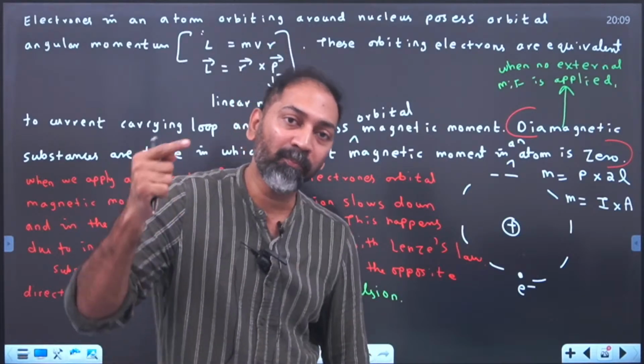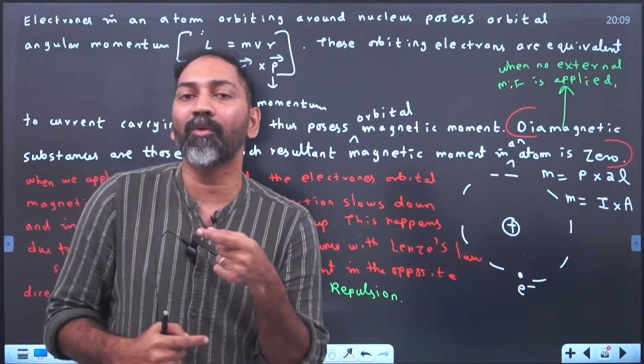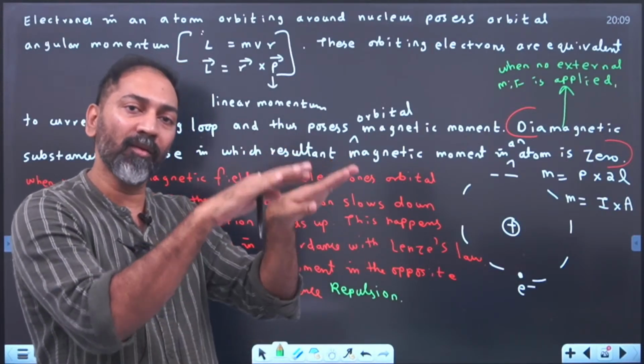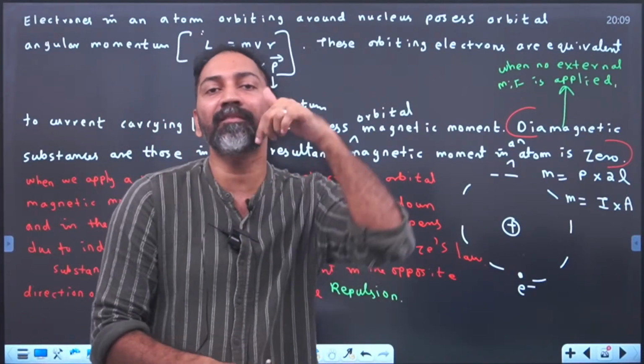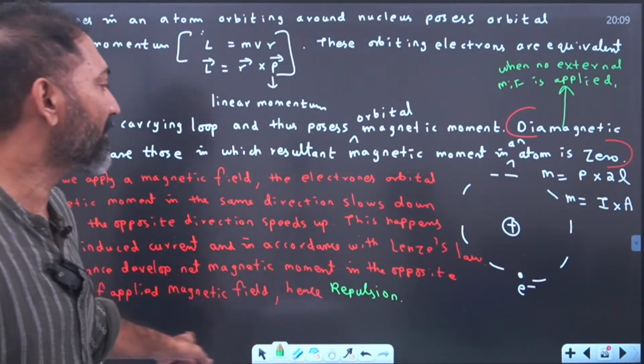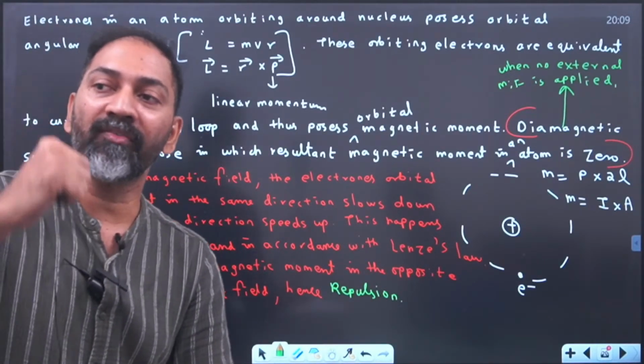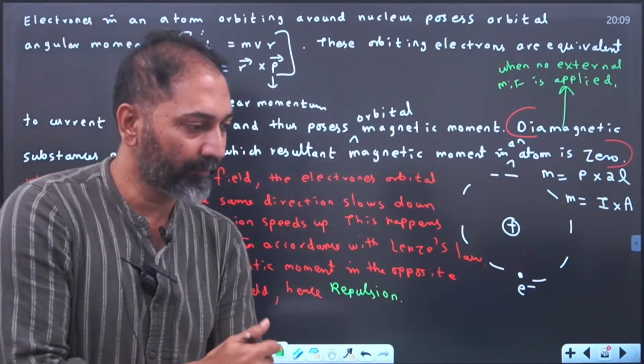But when we apply an external magnetic field, what happens? An electron having orbital magnetic moment in the same direction slows down, and in the opposite direction speeds up. Hence, a diamagnetic substance will experience what? Repulsion in an external magnetic field. That is the reason why they move from strong field to weak field.